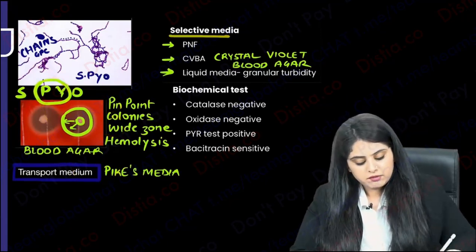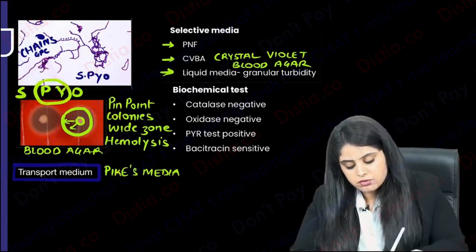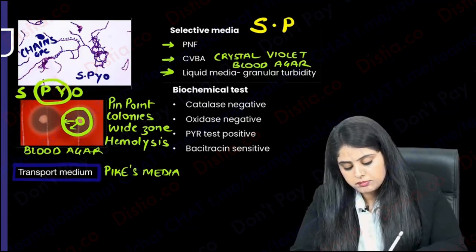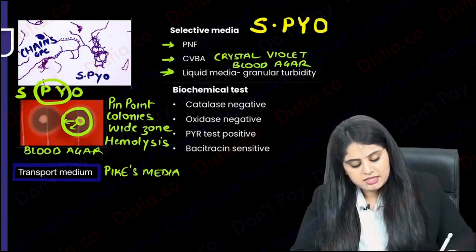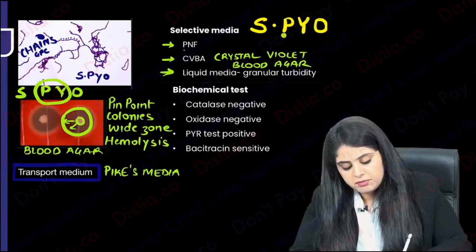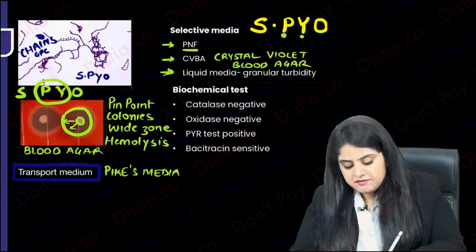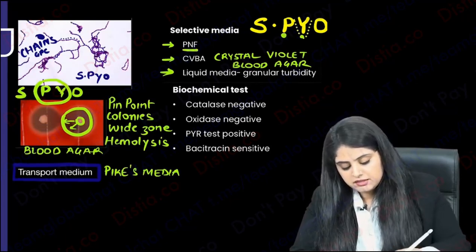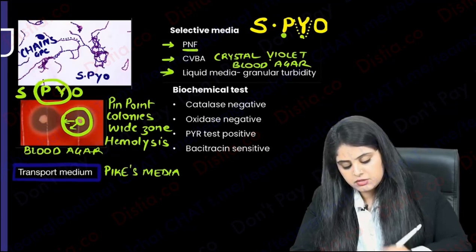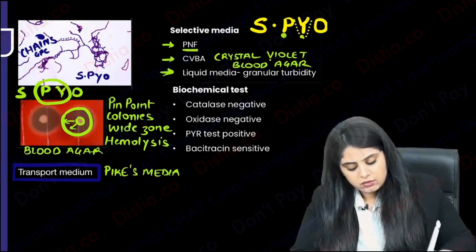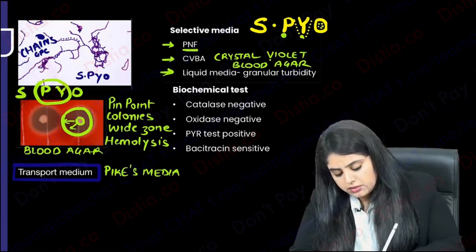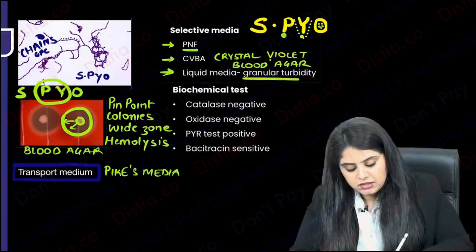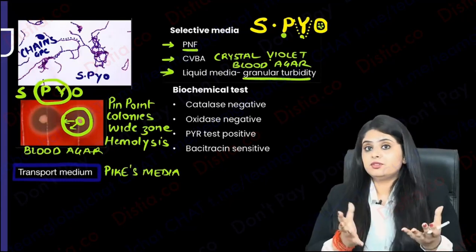Now what is the mnemonic for selective media? Again, I will want you to write the same thing, Streptococcus pyogenes, because that will tell you P for what? P for PNF media. Y and V make the same sound. So that is the crystal violet blood agar that you have to know. And then in that O, we are going to make a dot because there is granular turbidity that you see in a liquid media. So the mnemonic is made.